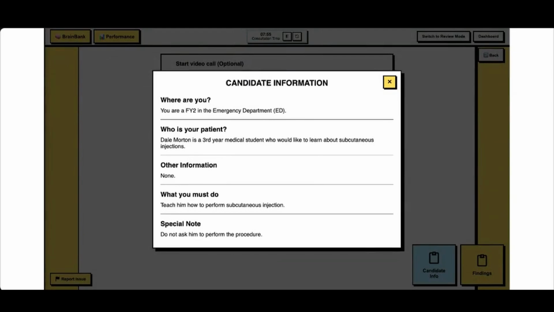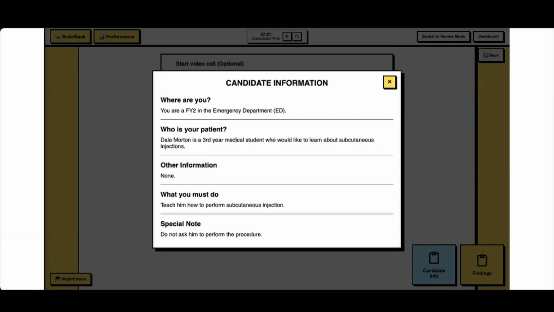Hello, examiner. My GSC number is 0000. Hello, doctor. Hi, how are you? I'm good, doctor. Okay. Hello, how are you? My name is Dr. Patience Kachamtima. I'm one of the foundation year 2 doctors in this emergency department. May I please confirm your full name before we proceed? Yeah, sure. I'm Dale Morton. Okay, nice to meet you, Dale Morton.